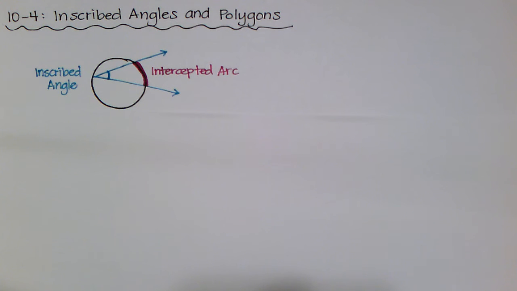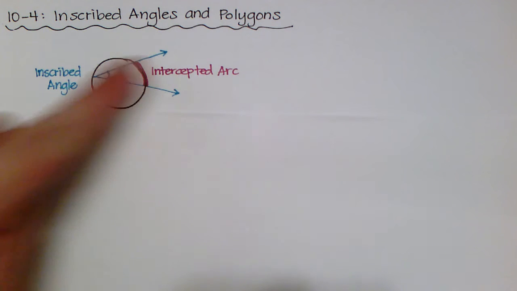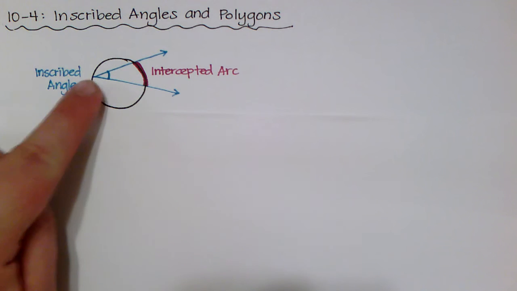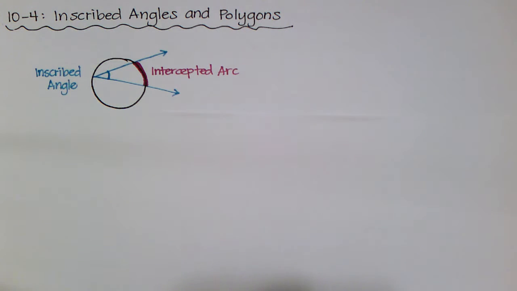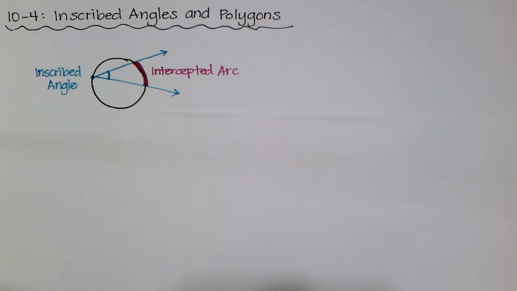Hello class, this is lesson 10-4 in your textbook, and today we're going to be dealing with inscribed angles and polygons. So first we need to talk about what an inscribed angle is. I've drawn a circle here, and an inscribed angle is an angle formed when its vertex, the main point of that angle, falls on the circle.